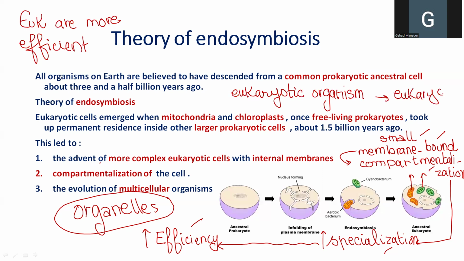So a eukaryote is an organism that is made of eukaryotic cells, and similarly, a prokaryote is a prokaryotic organism.